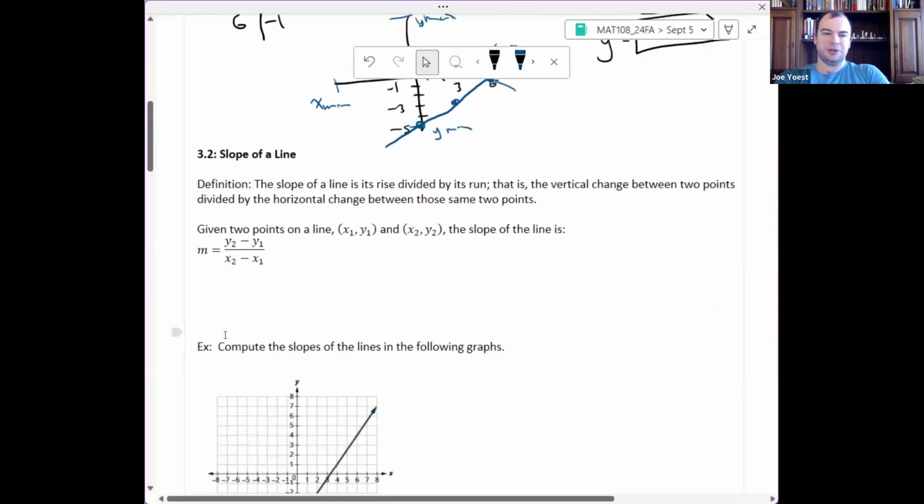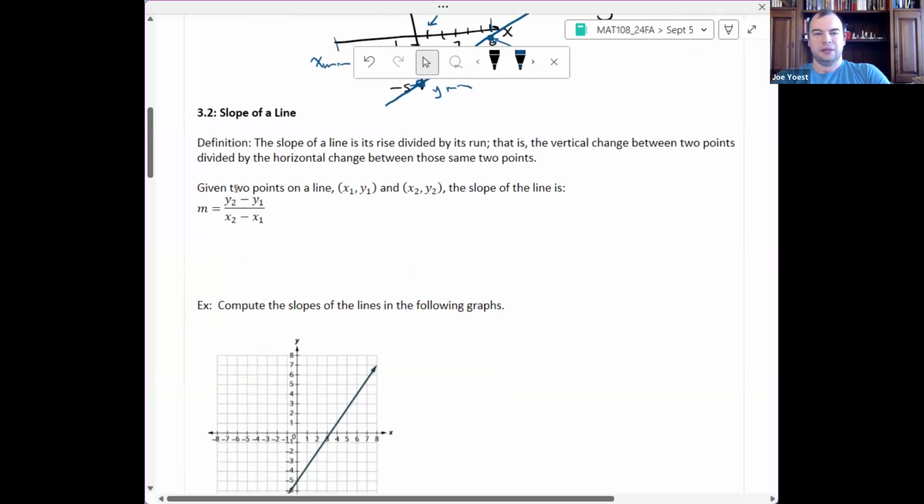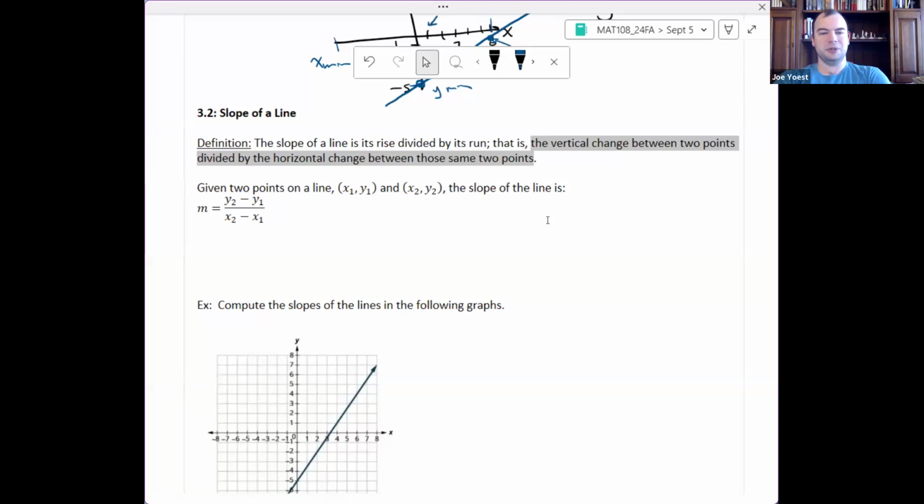Okay, so moving into 3.2 now, slope of a line. So we'll start with a definition. The slope of a line is its rise divided by its run. We say rise over run. That's the mnemonic that's often used to remember. What do we mean by that? We mean it's the vertical change between 2 points on the line divided by the horizontal change between those same 2 points.